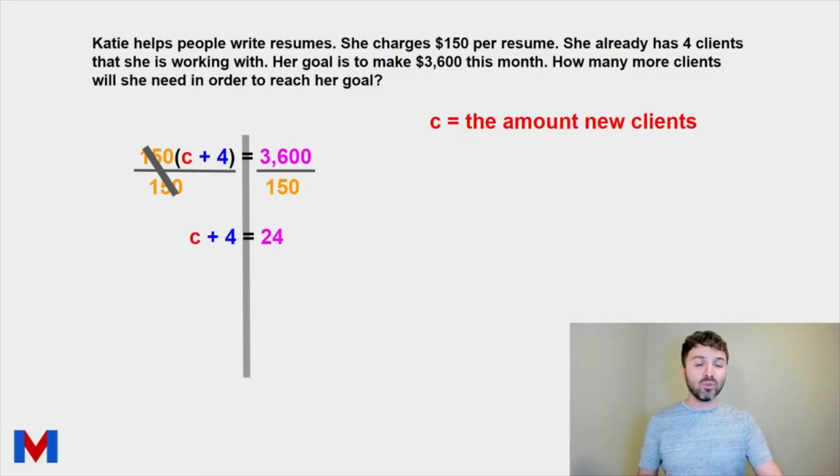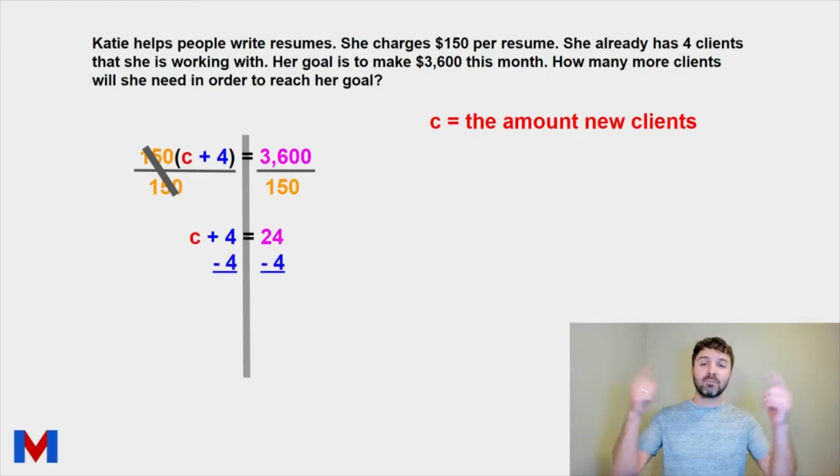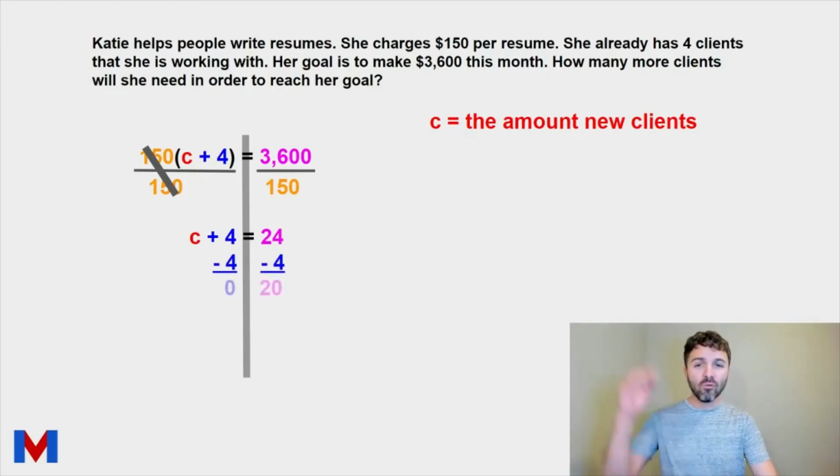So what plus 4 is 24? If you're not sure, subtract 4 from both sides, because subtract is the opposite of plus. 4 minus 4 is 0. 24 minus 4 is 20. So C is 20. All right.